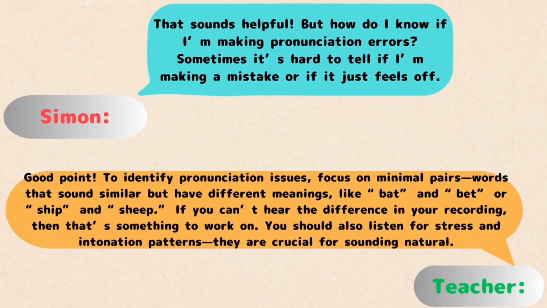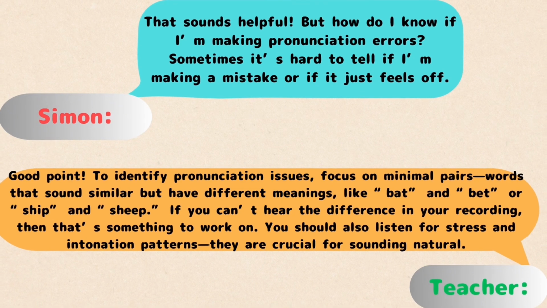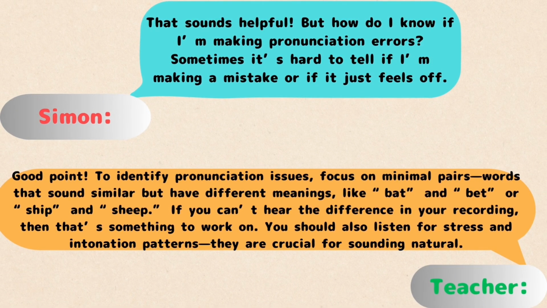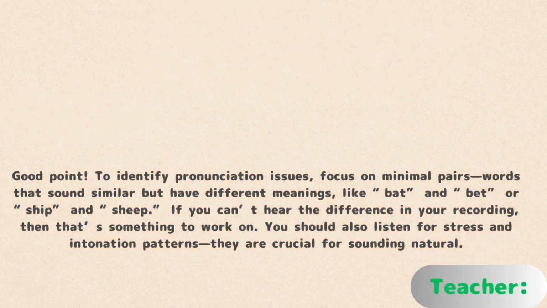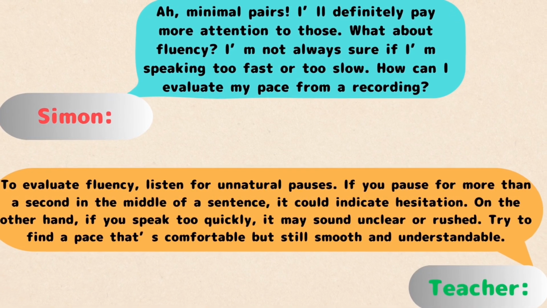That sounds helpful. But how do I know if I'm making pronunciation errors? Sometimes it's hard to tell if I'm making a mistake or if it just feels off. Good point. To identify pronunciation issues, focus on minimal pairs, words that sound similar but have different meanings like bat and bet, or ship and sheep. If you can't hear the difference in your recording, then that's something to work on. You should also listen for stress and intonation patterns. They're crucial for sounding natural. Minimal pairs. I'll definitely pay more attention to those.